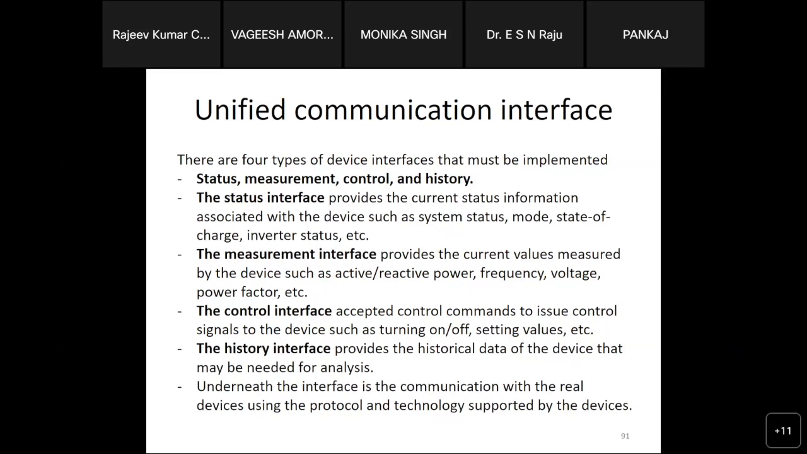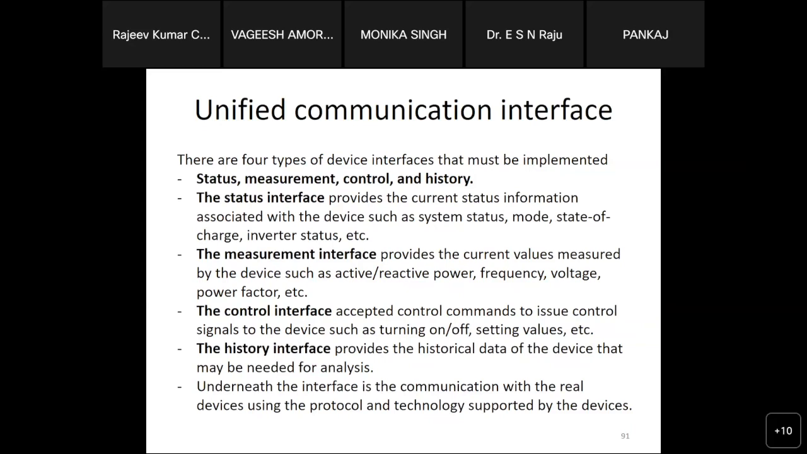So coming to the control interface, it mainly issues the control commands or control signals to the device, such as whether the device has to be turned on or off, or whether we have to set a value. Suppose when we are implementing droop control, you have to set the droop values. When you are implementing PQ reference control, you have to set the active and reactive power and frequency values.